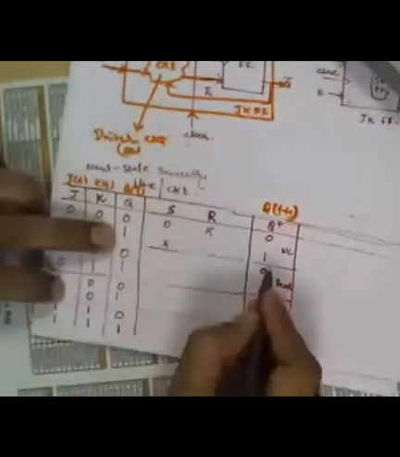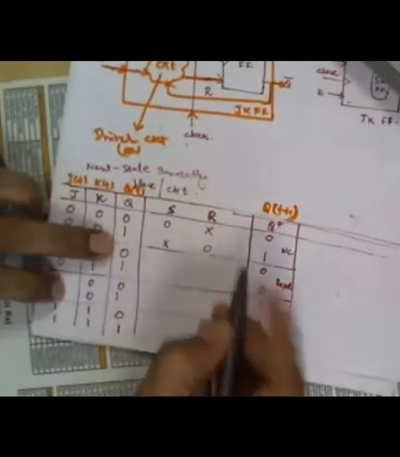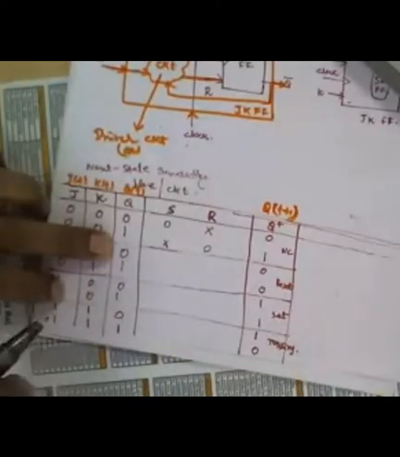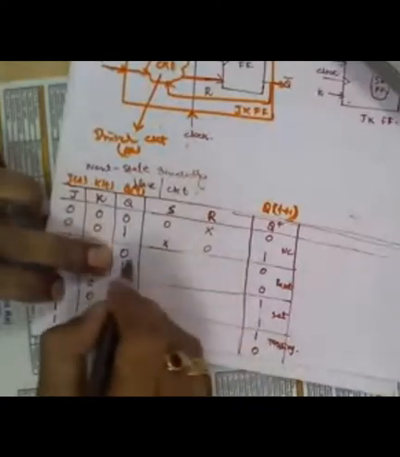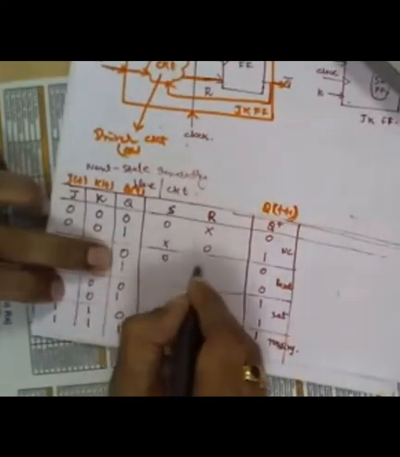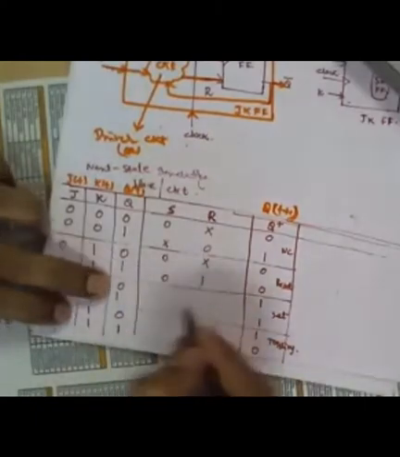So what is that for 1 to 1? Don't care 0. Go back to yesterday's small table, the next state control table, the excitation table. 0 to 0 is 0 don't care. 1 to 0 is 0 1. 0 to 1 is 1 0. 1 to 1 is don't care 0.